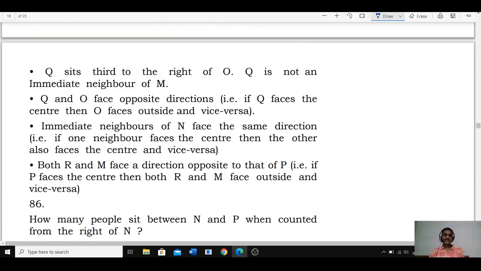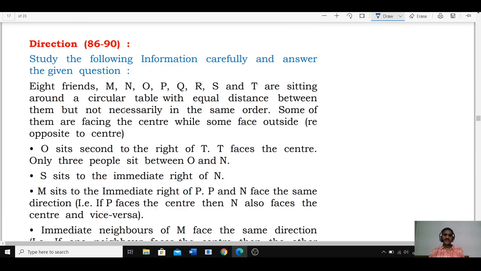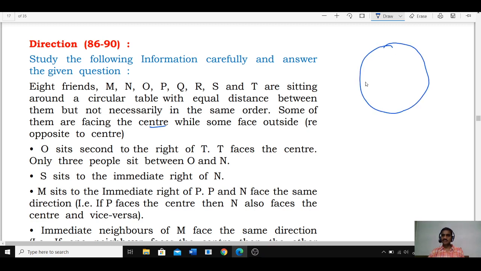8 persons are seated around a circular table facing with equal distance, but some of them are facing the center and some are facing away from the center. No other parameter added to this one. And we can directly start from this. O sits second to the right of T. T faces the center.